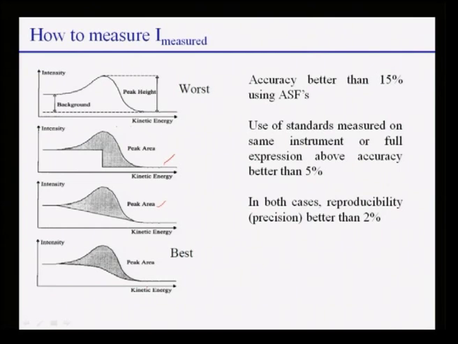The standard measure on some instruments, or a full expression about the accuracy, can be done if you have a standard, but reproducibility is always very high, within 2%. So the worst case in this measurement is this, the best one is this, and these are the middle. That is why the human error comes into the picture, because the measurement of the area depends on how you perceive the peak.